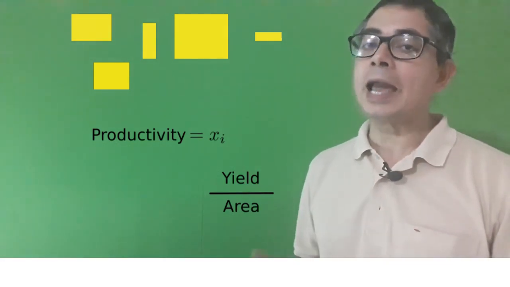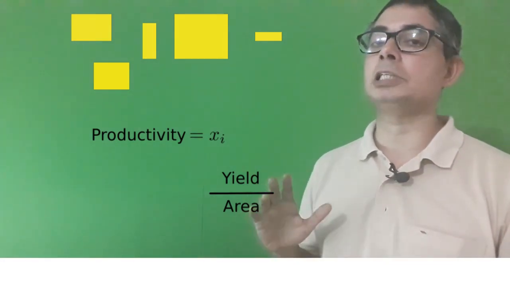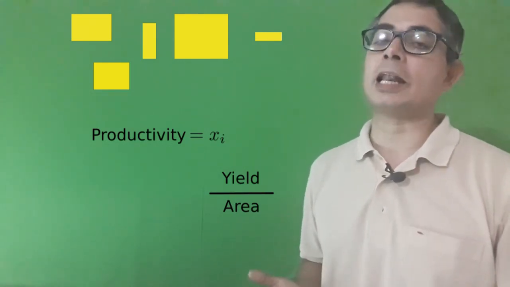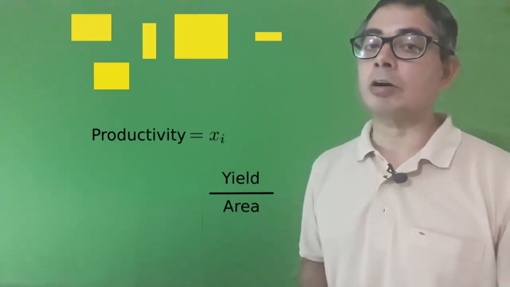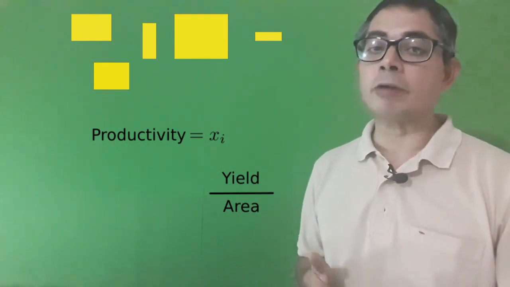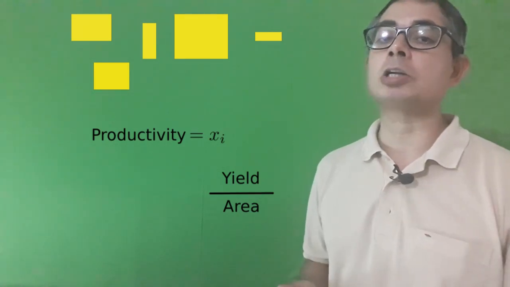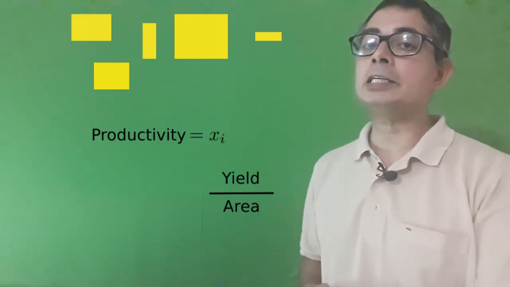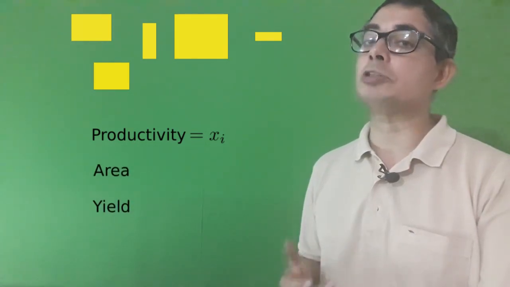If we merely add all the productivity levels of the individual plots and divide by the number of plots, then we shall arrive at a meaningless figure, because a very small plot with high productivity may not offset the effect of a huge plot with low productivity. So we should take areas and yields separately into account.